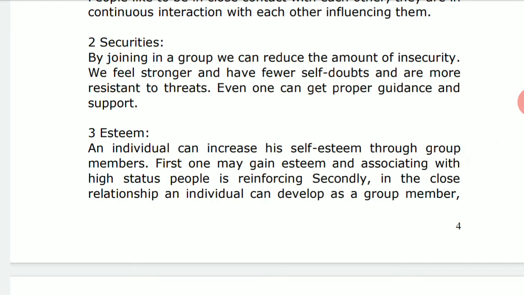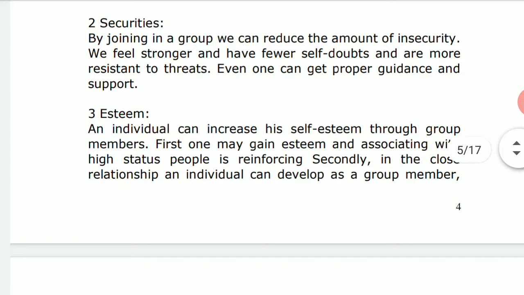Number 2. Why is group dynamics important? Security. So by joining the group, we can reduce the amount of insecurity. That is very common, right? When a person cannot do things by himself, or when he feels insecure, he may feel insecure when he is alone by himself, but when he is in a group, he feels completely secure and strong, right?